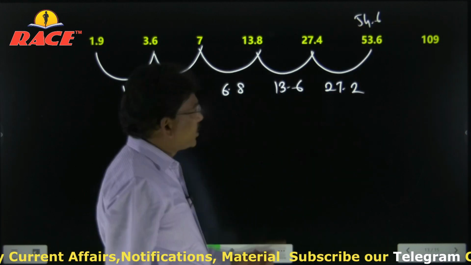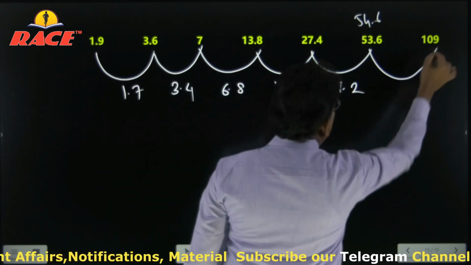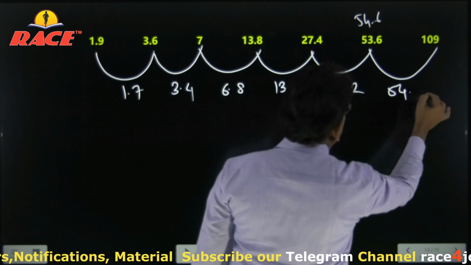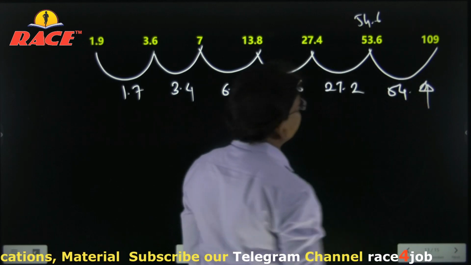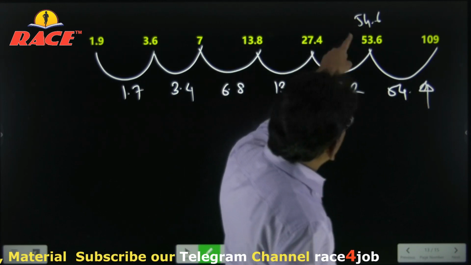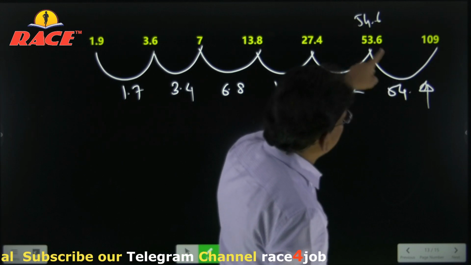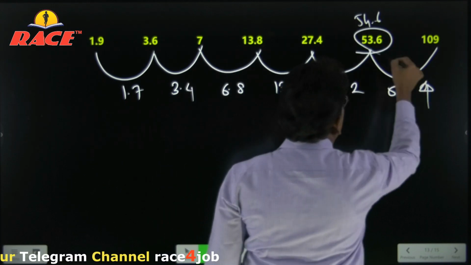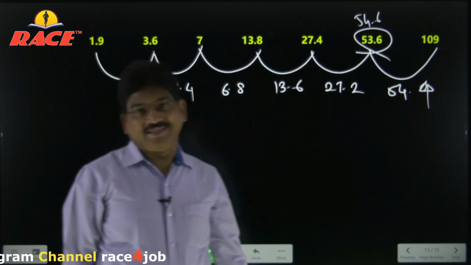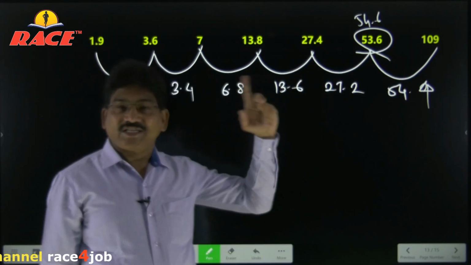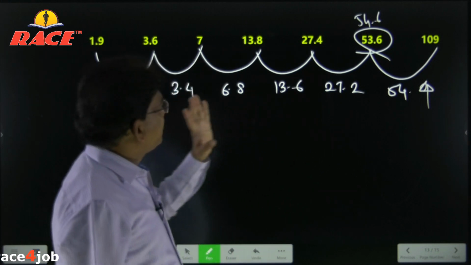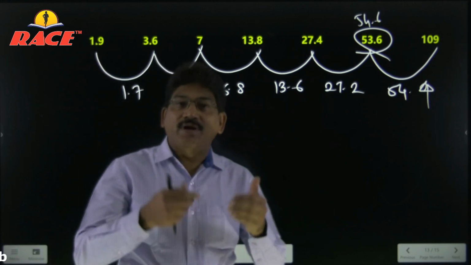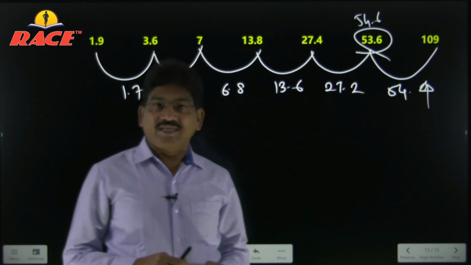54.6. Okay. If it is 27.2, the next one is 54.4. So 54.6, 54.4, 108 plus 0.6 plus 0.4, 109. Exactly. So what is the wrong number? 53.6. Actually 54.6 should be there, but the wrong number is 53.6. So this is one regular model which comes in the examination.